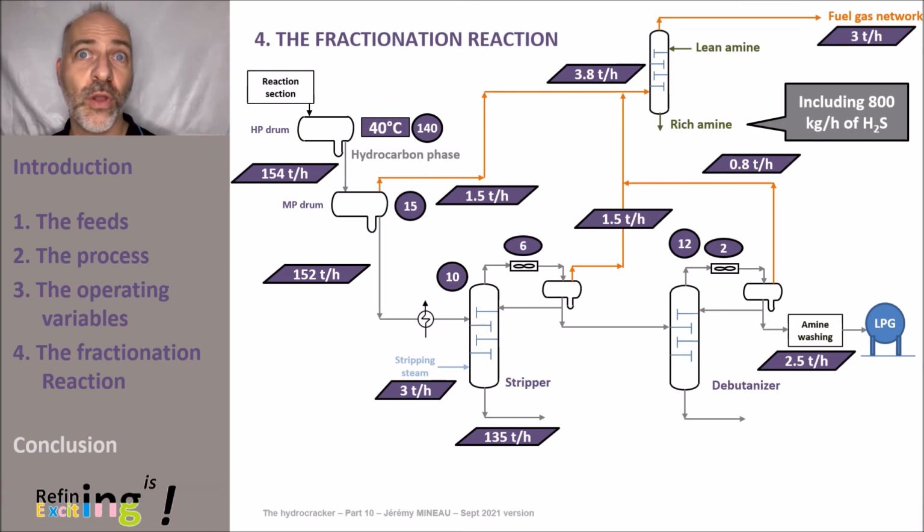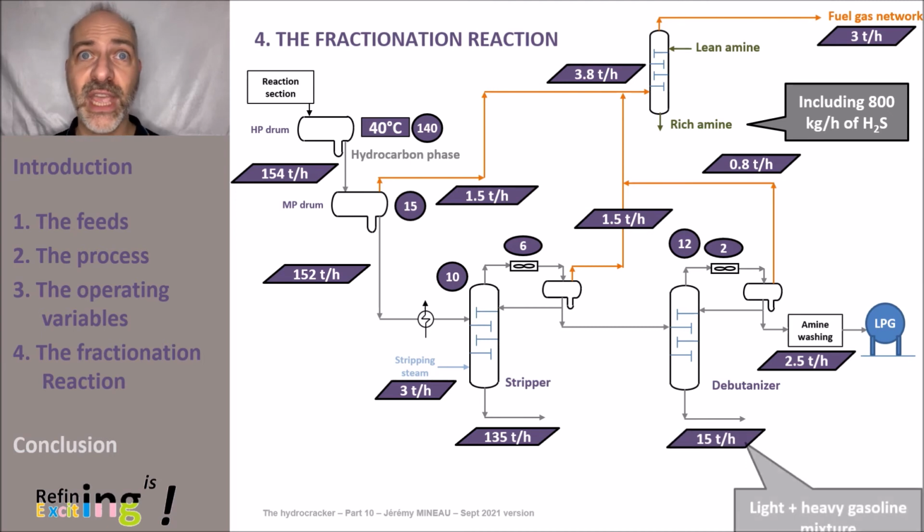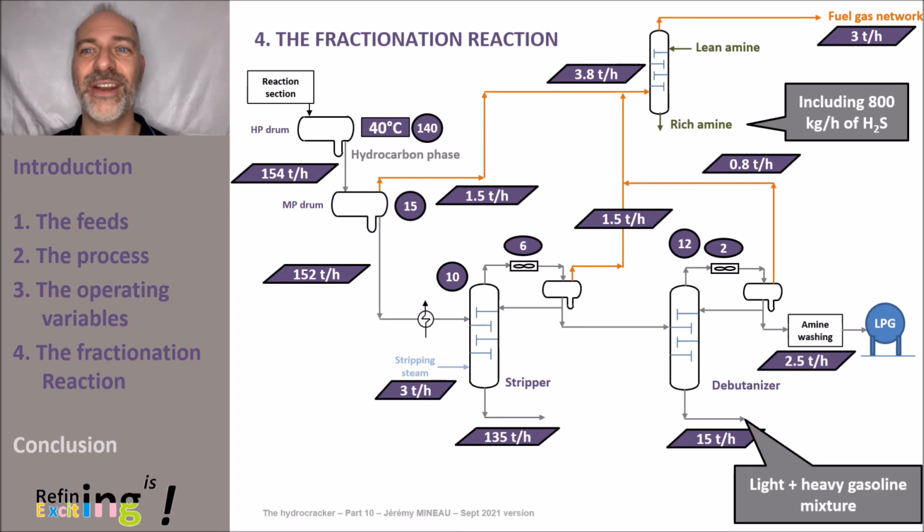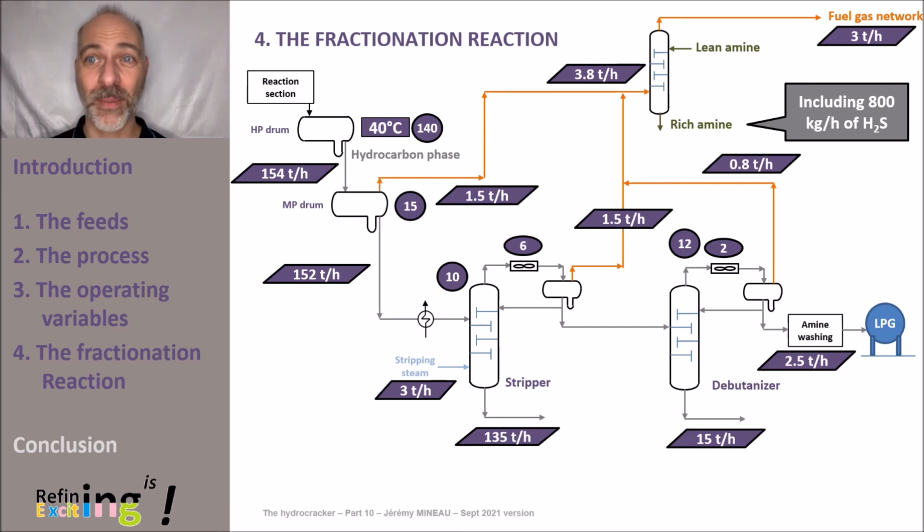The stabilizer bottom's flow of about 15 tons per hour is a mixture of light gasoline plus part of heavy gasoline and will be routed to a gasoline splitter that will be discussed a little bit later in this MOOC as well. So let's now go back to the stripper bottoms.